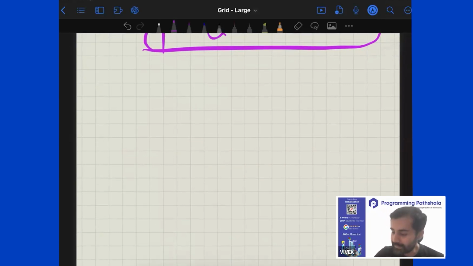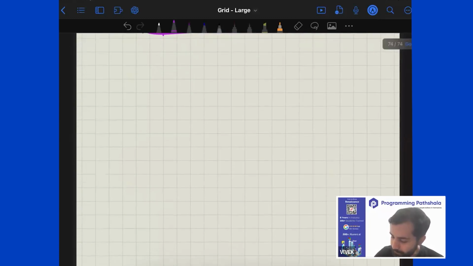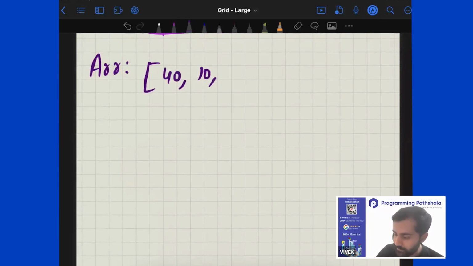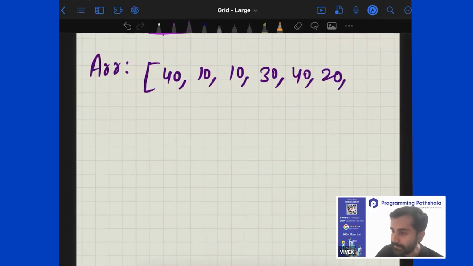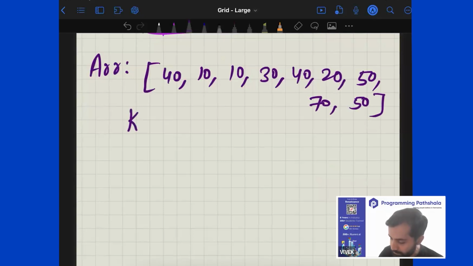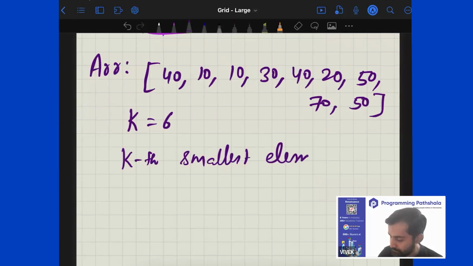So the question is like this. You have an array, and let's say this array contains 40, 10, 10, 30, 40, 20, 50, 70, and 50. Let's say just this much. And you have been given another integer k equals 6. You have to find the kth smallest element in the array.